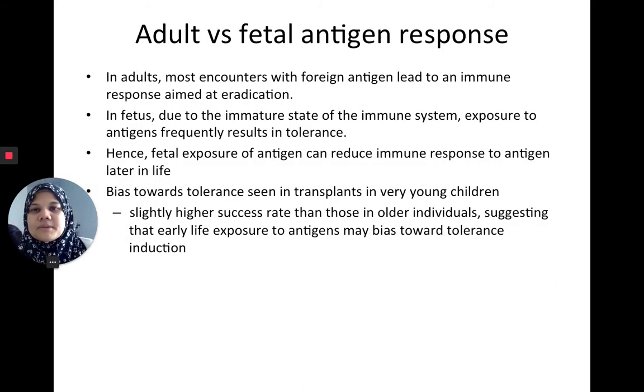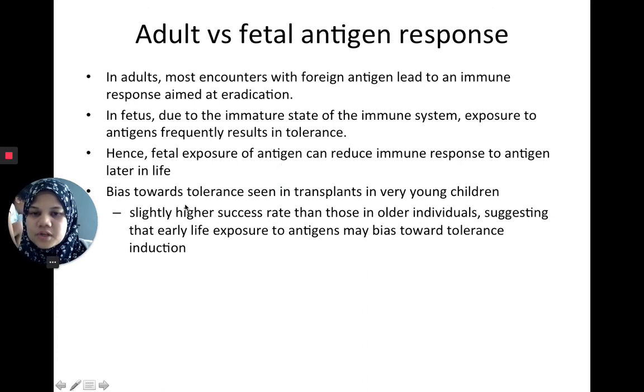Right. A bit about adult versus fetal antigen response. What was found is that most adults, when they encounter foreign antigen, will develop an immune response to eradicate it, because their immune system is a lot more developed. In the fetus, because it's less developed, being exposed to an antigen frequently results in tolerance. So this is where you have what the baby is exposed to in the womb by virtue of what the mom is eating or the environment that the mom is in. It will make the baby more likely to tolerate those things when they're born.